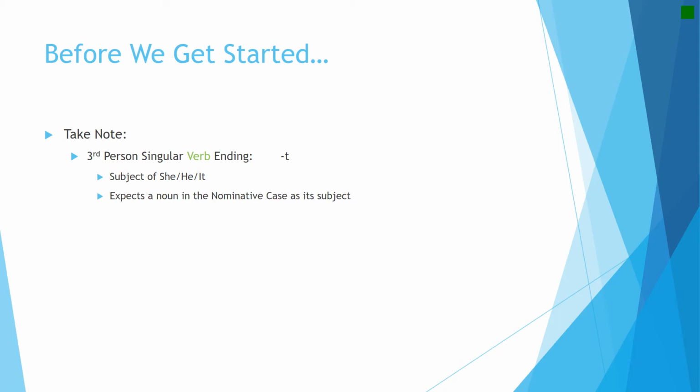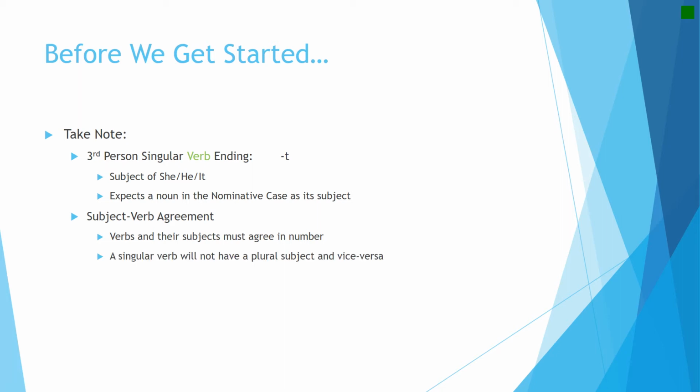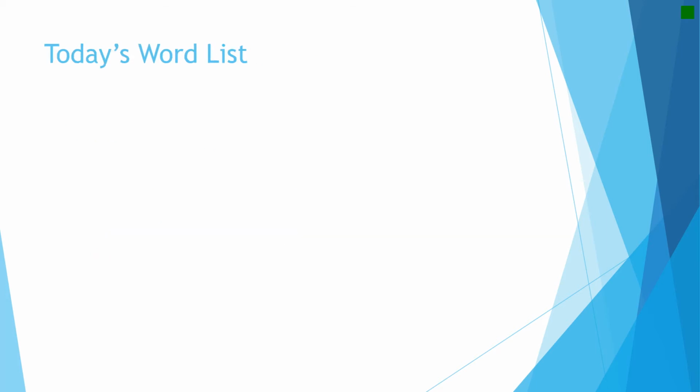It also expects a noun in the nominative case to be its subject, which means we will have to find the nominative noun in our sentence. Also important is subject-verb agreement. Verbs and their subjects must agree in number, which means a singular verb requires a singular subject, a plural verb requires a plural subject. A singular verb will never have a plural subject, and vice versa. Verbs will be marked in green for this tutorial.